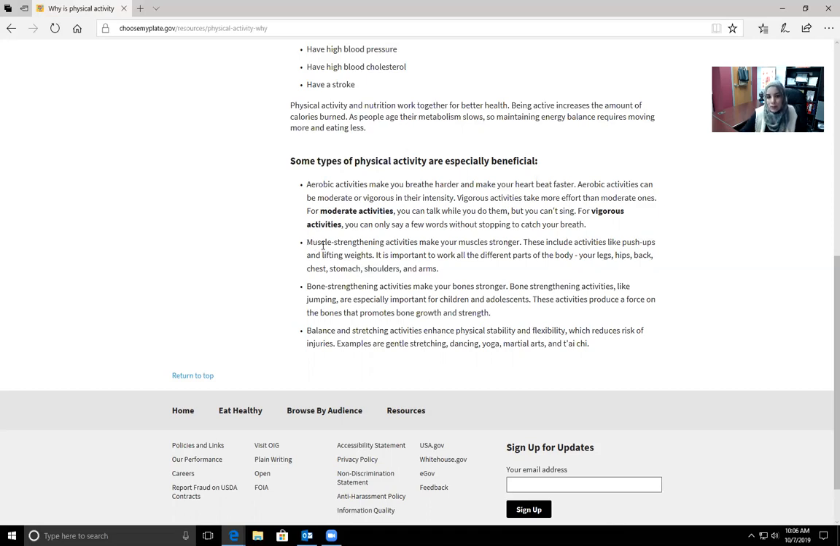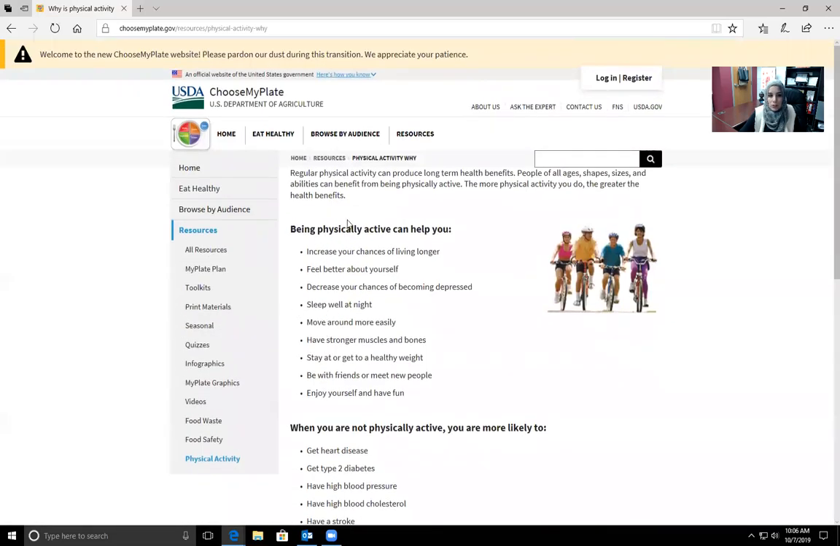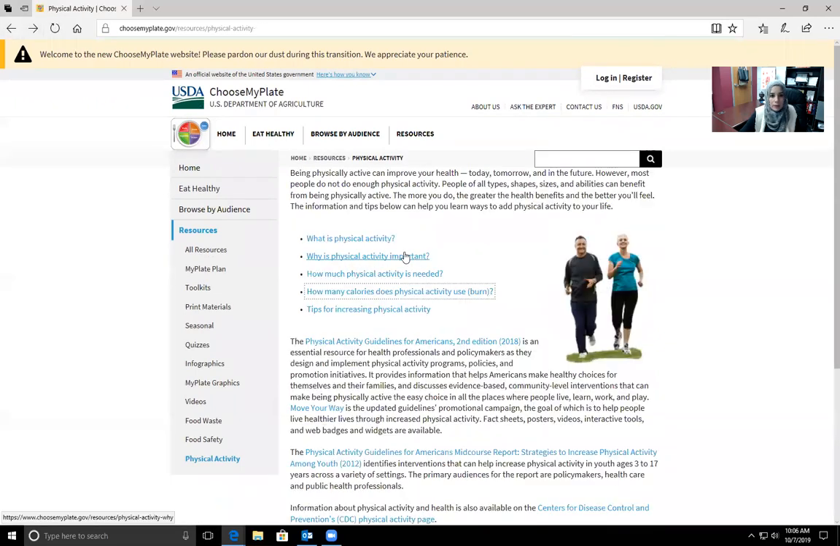And so here are some examples of what the muscle strengthening activities are. They're not in the examples here, but later on they'll show you push-ups, sit-ups, and things like that. Also, bone strengthening activities and how important they are, balance and stretching and how important that is, especially within certain ages.